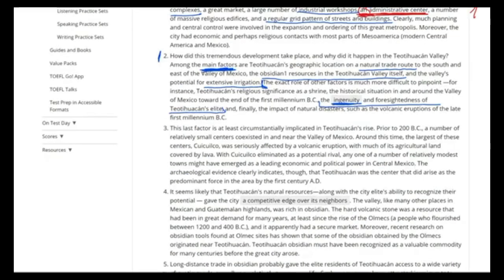Let's go back to the answers and have a look which answers we can eliminate. In the passage, guys, they talk about the presence of obsidian in the Teotihuacan Valley, so A is out. They talk about extensive irrigation. We read about that.